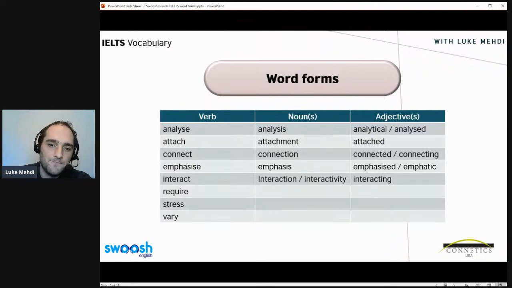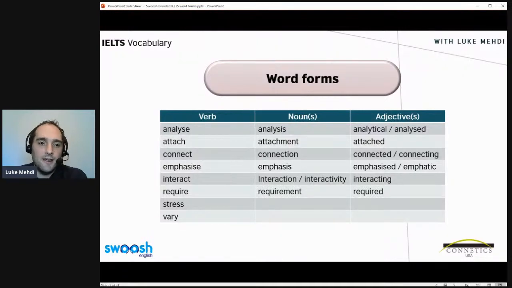Good. Require, yes, well done, everybody. So requirement as the noun and required as the adjective. You could use requiring. Again, it's probably a bit less likely, but definitely the required documents were sent. I suppose you could say the requiring officer, the officer who wanted you to send the documents. Yes, you could do that.